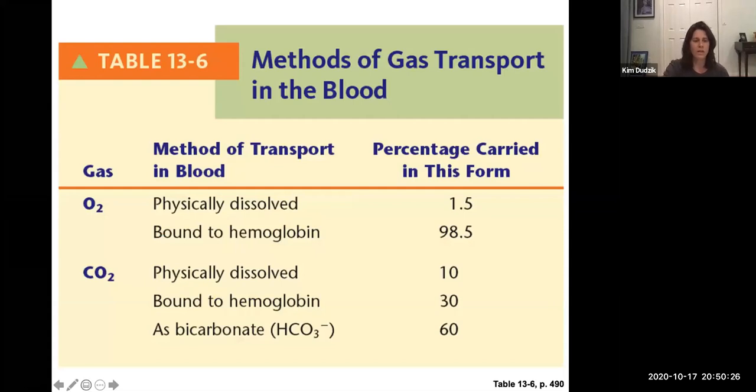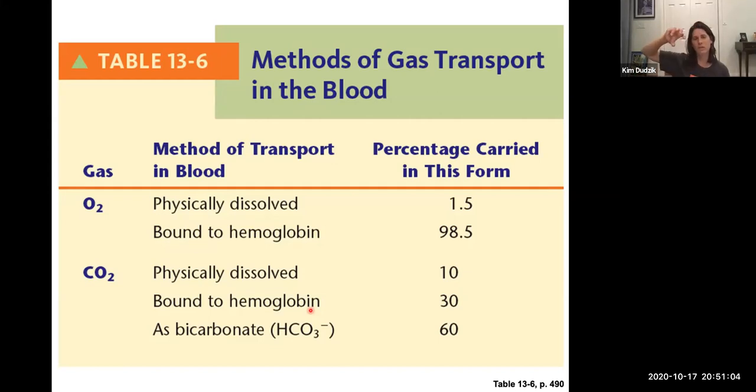So you saw this table before. We looked at how oxygen is carried in the blood, but now let's look at CO2. I said it can be physically dissolved either in the plasma or the cytoplasm of the red blood cell, but only about 10% of it is carried that way. Some of it, once it enters the red blood cell, can bind to the hemoglobin, and it doesn't bind to the heme group. It actually binds to one of the protein subunits. When it does that, that's another reason the partial pressure of CO2 can affect oxygen.